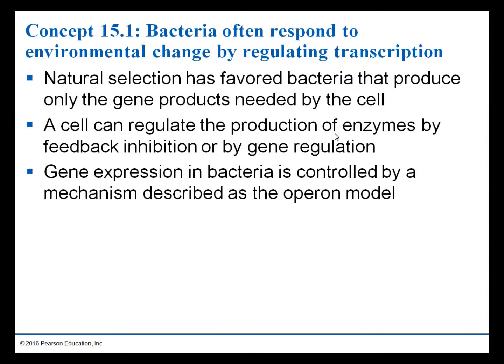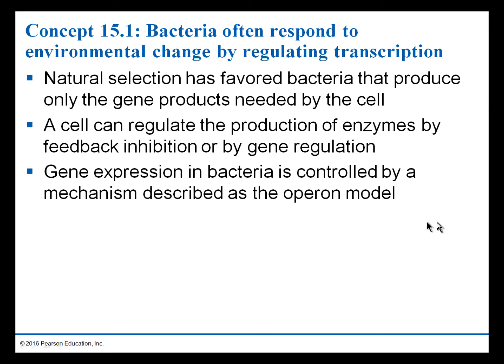Throughout natural selection, we and other organisms, including bacteria, produce only the gene products that are necessary for the cell, so that we conserve biological resources. The production of certain enzymes is regulated by feedback inhibition or gene regulation. We're going to have one or multiple examples of gene regulation in bacteria, because those are well studied.